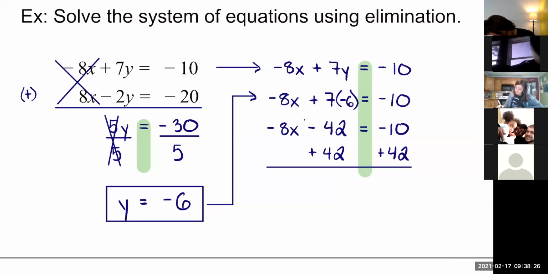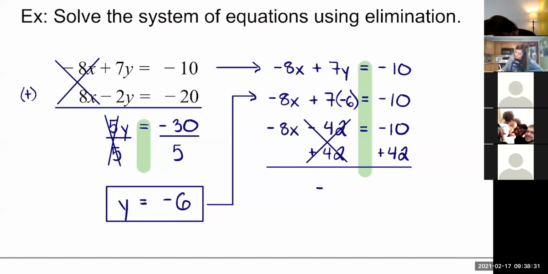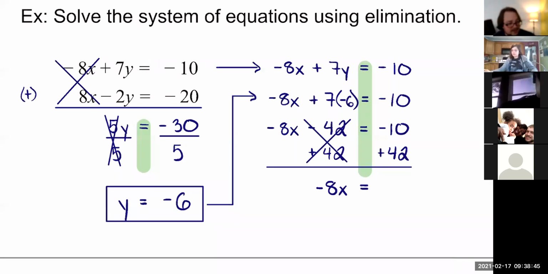So on the left, negative 42 plus 42 is 0, which is gone. Leaves me with negative 8x. Bring down my equal sign. While we're bringing down the negative 8x. Yes, Marissa, you're right on track. You're probably a step ahead of me at this point. I'm kind of slow this morning. But on the right there, the negative 10 plus 42 is going to give me a positive 32.